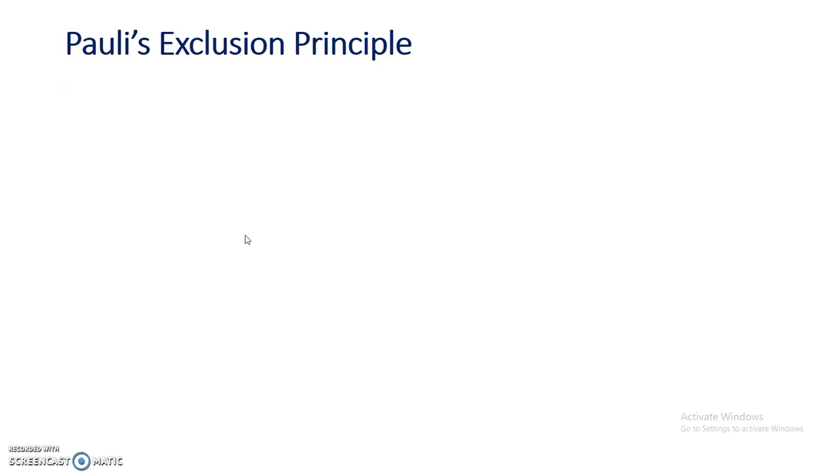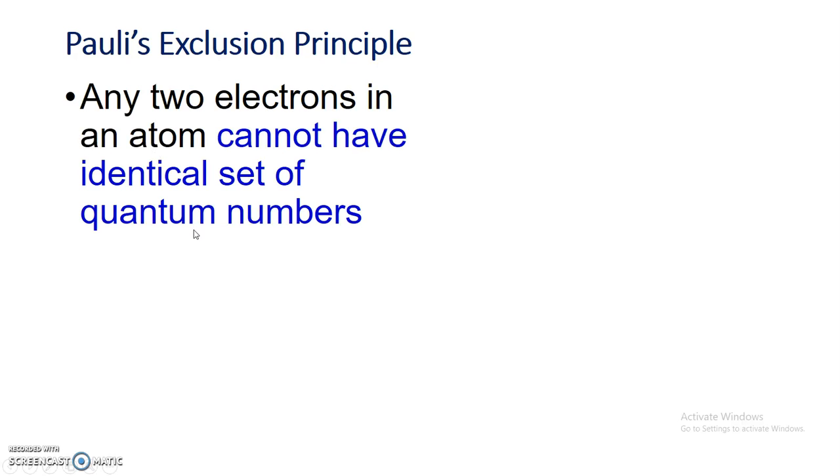Now in this video we are going to discuss in detail Pauli's exclusion principle and Hund's law of maximum multiplicity. First of all, what is Pauli's exclusion principle? According to this principle, any two electrons in an atom cannot have an identical set of all the four quantum numbers.